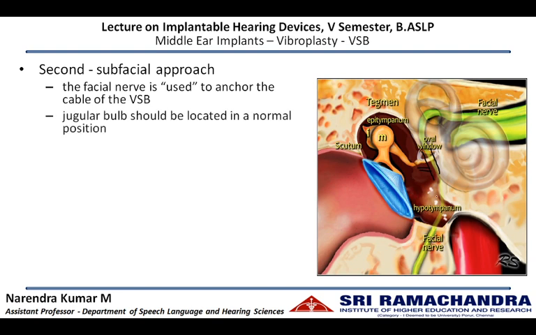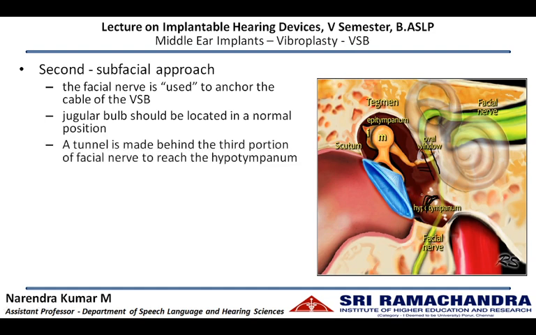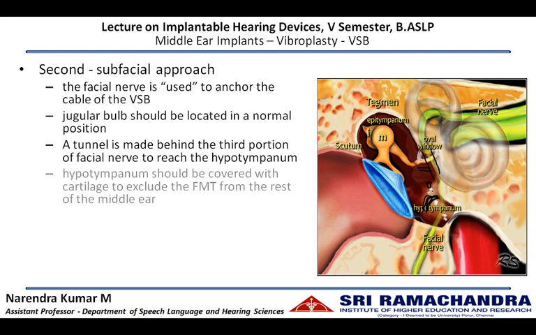The jugular bulb should be in its normal position for this kind of approach. The tunnel is made behind the third portion of the facial nerve, through which the hypotympanum is accessed. Once the hypotympanum is opened, the floating mass transducer can be placed onto the round window.